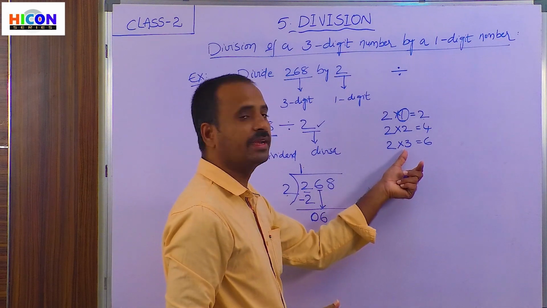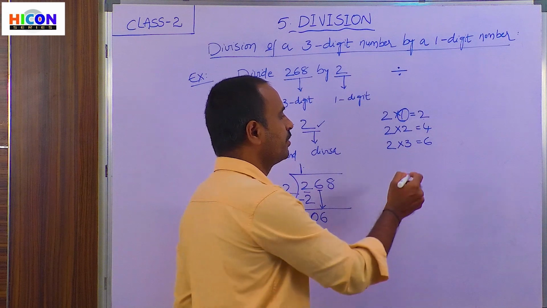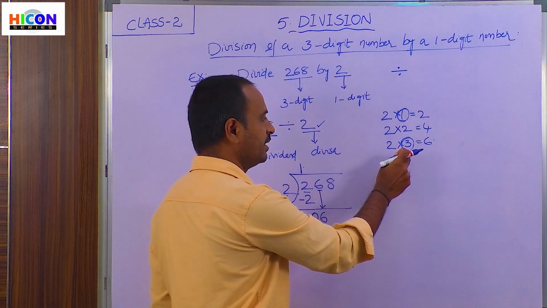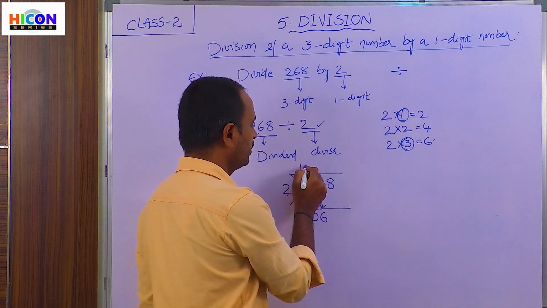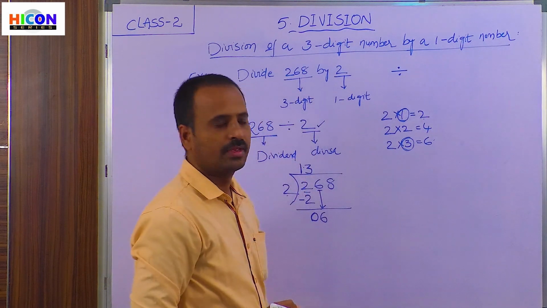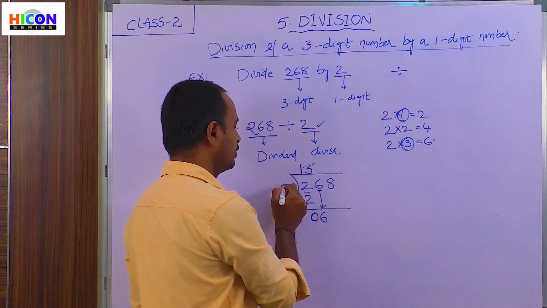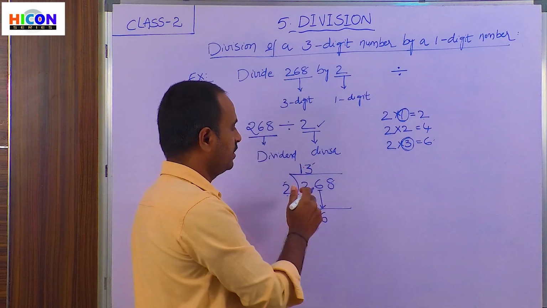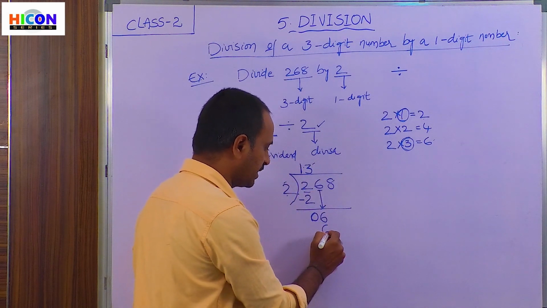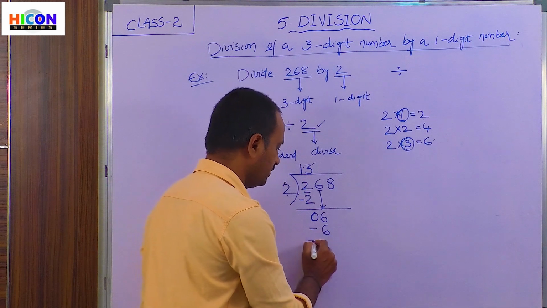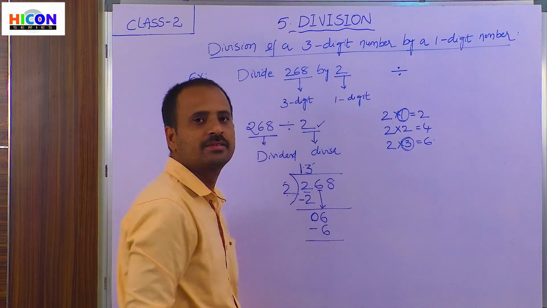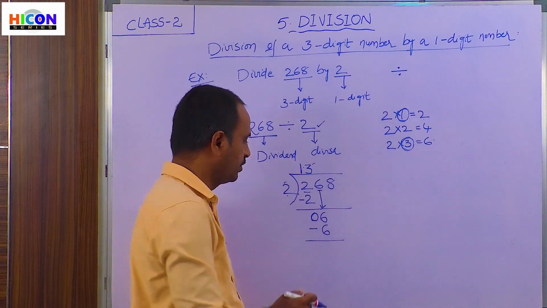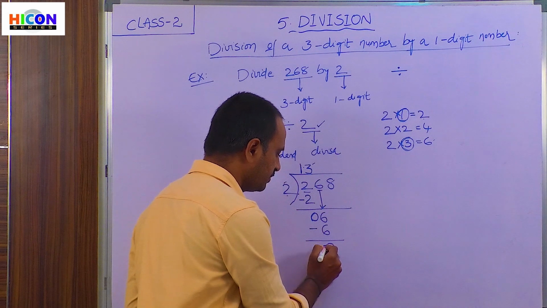How many times have we taken to get the number 6? We have to take 3 times to get the number 6. So write this 3 in the quotient beside 1 above the dividend. So now multiply these two numbers, 2 into 3, that is 2 threes are 6. So write that product 6 below the second digit and subtract. So 6 minus 6. If you subtract any number from the same number, you will get 0. So 6 minus 6 is 0.